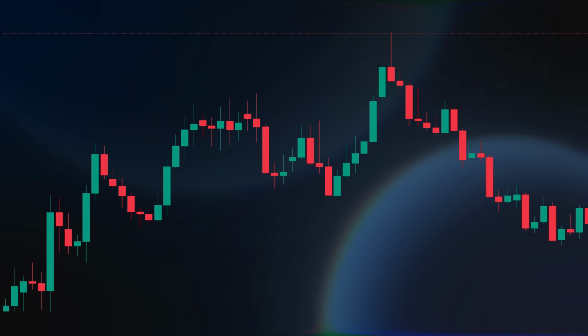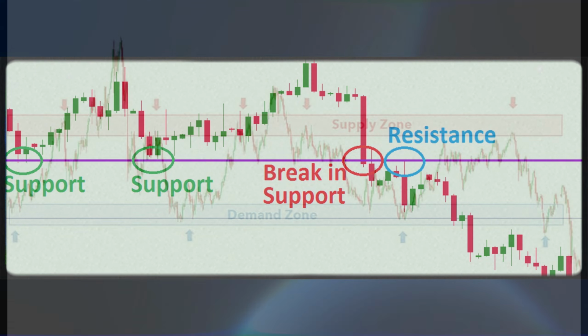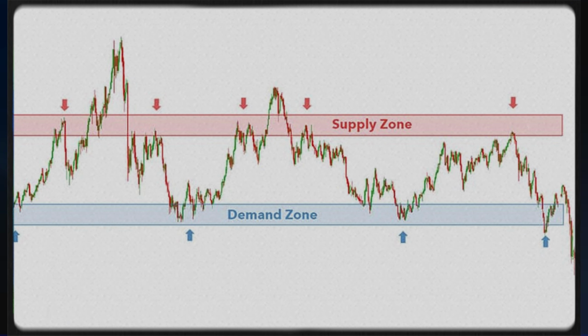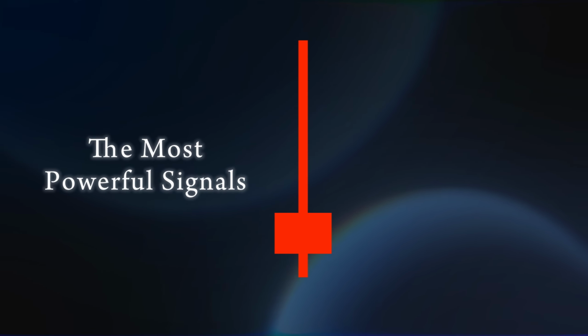This candlestick pattern can be used with support and resistance, supply and demand areas, and with technical indicators. The shooting star is very easy to identify and it is very profitable. It is one of the most powerful signals that I use to enter the market.